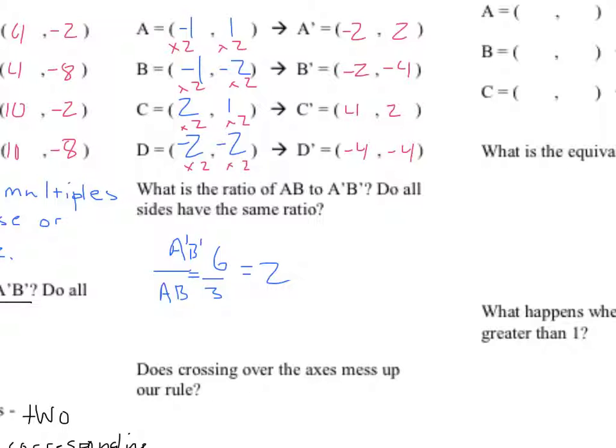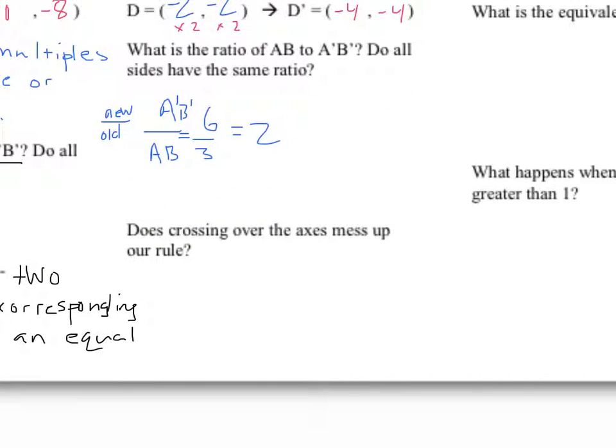One thing about scale factors is that it's a lot like change in y over change in x, where we think about y as the output of that equation, and x as what we're starting with. It's the same thing with scale factors. We usually think of them as the new over the old. That's going to help you with tomorrow's lesson if you already have that in your brain. So, does crossing over the axes mess up our rule? No, everything worked out just fine.